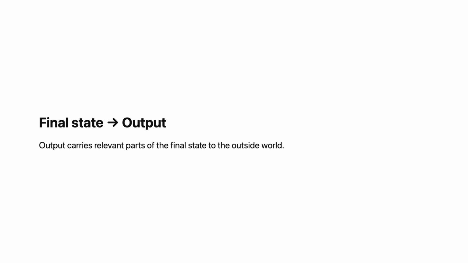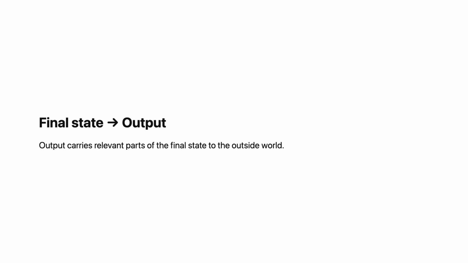The user cannot see the program's internal state. So the program outputs the area. It sends that value to the screen where the user can see it. The output is derived from the final state. It is not all of the final state, usually just the parts that are relevant to the outside world. Output is the bridge from the final state of the program to the outside world.